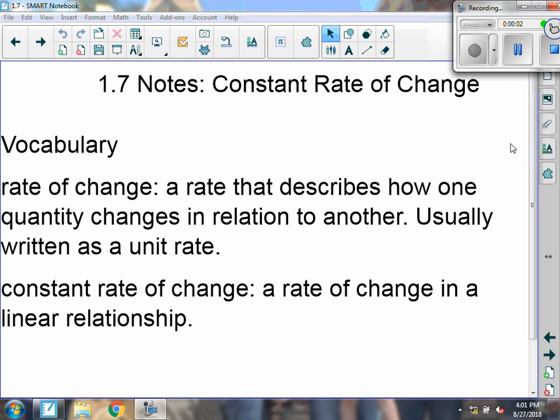Okay, today we're going to talk about constant rate of change. So we have two definitions. You have your rate of change, which is similar to your unit rate. Your constant rate of change is when you have multiple unit rates that all equal the same thing, it's constant. And so that's where those come into play. So take a moment to write down these definitions, please.